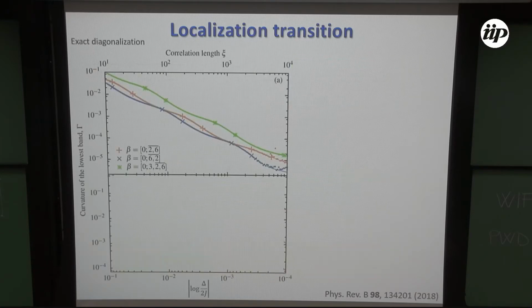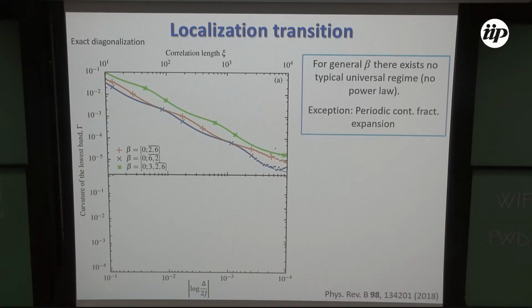So we went on and asked, what happens if we look at the approach to the critical point? The critical point is right here, and this is the curvature of the lowest band, just one metric to see how the localization transition happens. And here are 3 different betas. You can see this approaches the critical point compatible with a rough power law with some modulation around it. But the point is that this is just a power law because these continued fraction expansions are periodic. Here we have something that's 2,6 periodic, here something that's 6,2 periodic. So these two curves are almost the same, just phase shifted with respect to each other. And if we start with a different first coefficient, then it's kind of an offset.